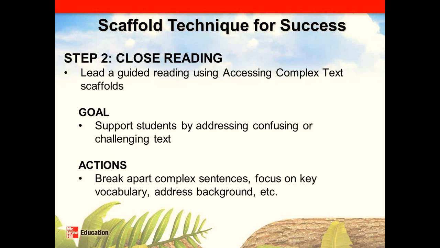In step 2, you guide students through a reading of the text using accessing complex text scaffolds. Your goal is to support students by addressing those places in the text that were confusing or challenging for your students. You will work together to break apart complex sentences, focus on key vocabulary, address background knowledge needs, or any other challenges of complex text that needs to be addressed.